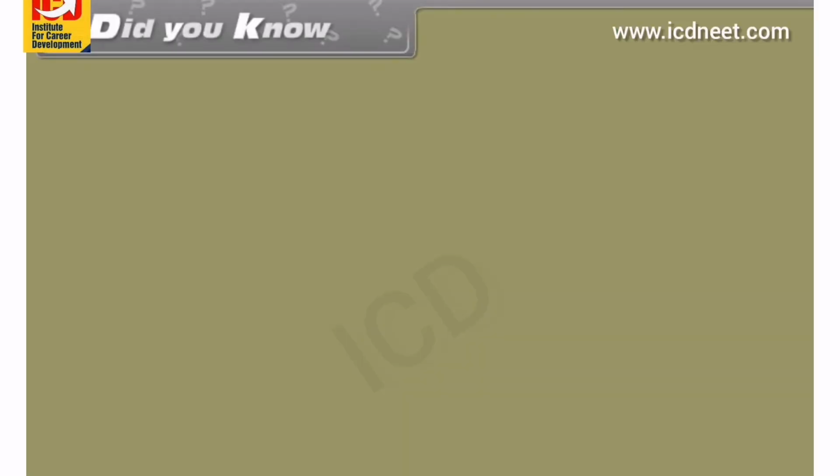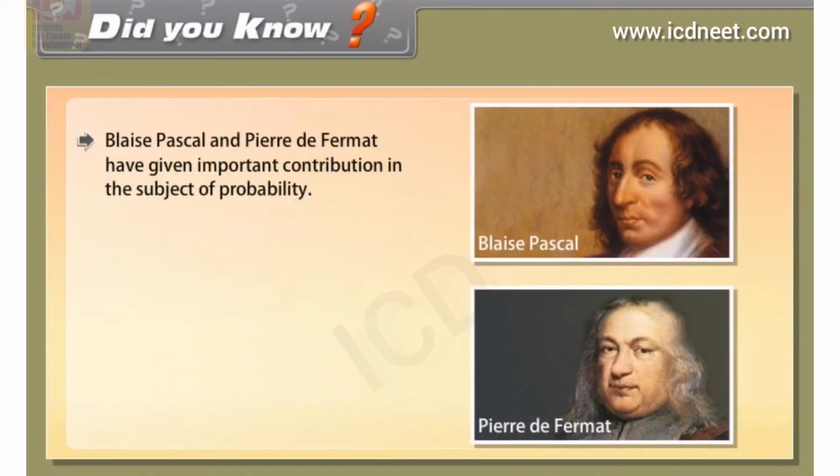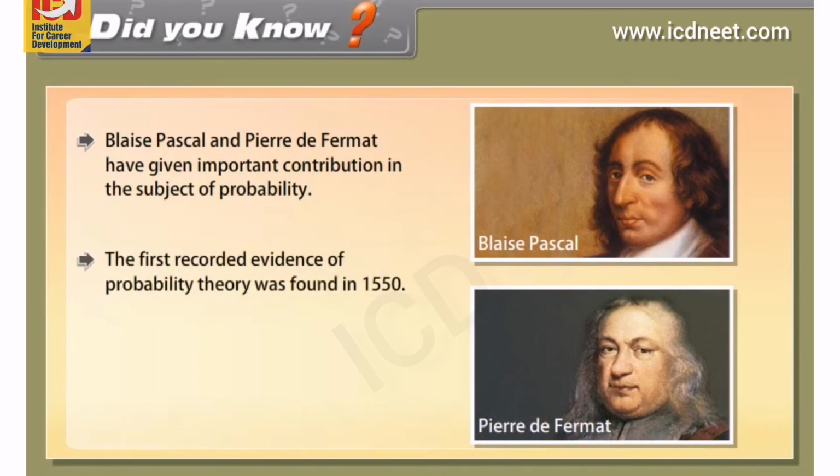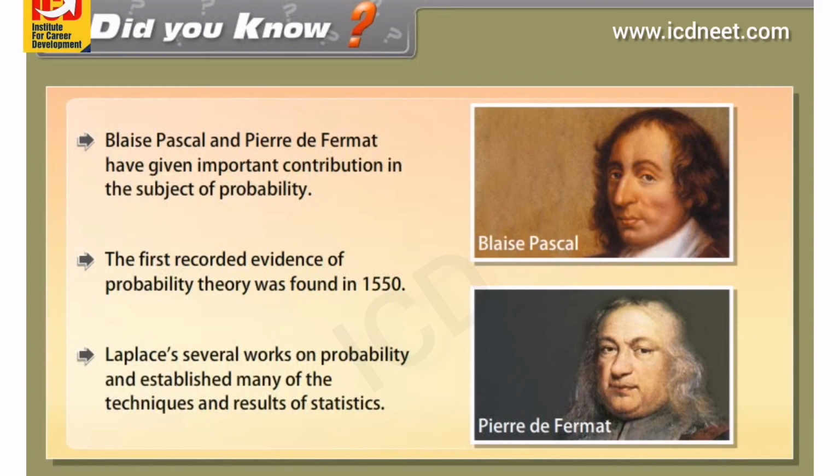Did you know? Blaise Pascal and Pierre de Fermat gave important contributions to the subject of probability. The first recorded evidence of probability theory was found in 1550. Laplace's several works on probability established many of the techniques and results of statistics.